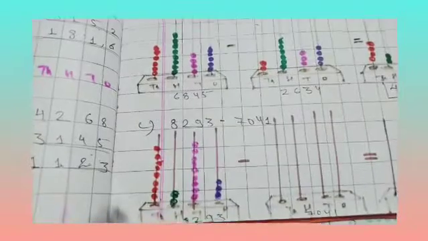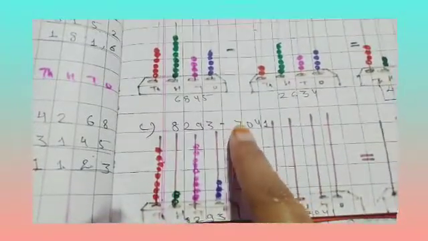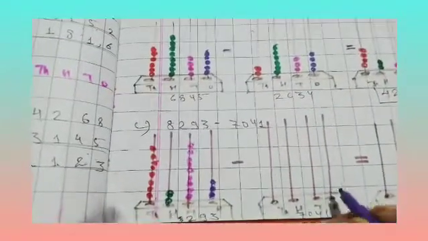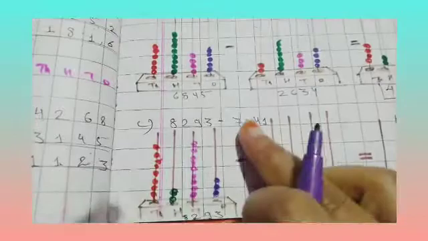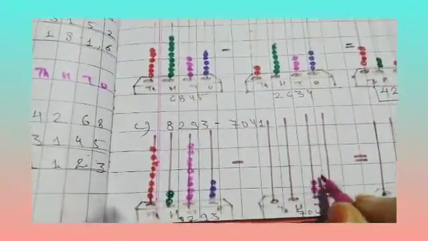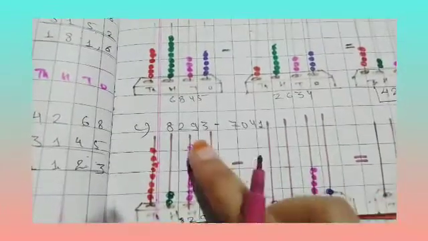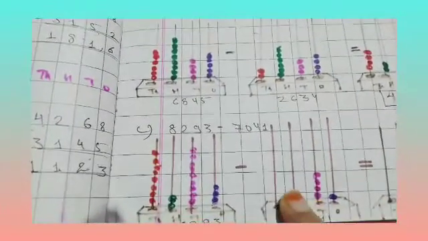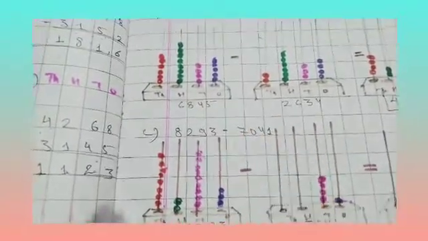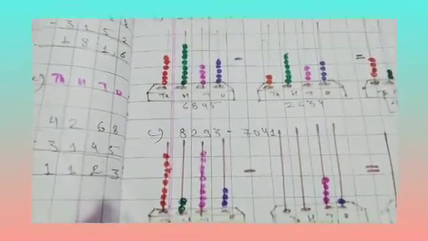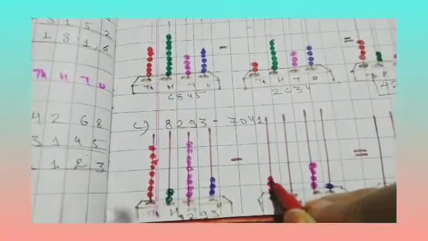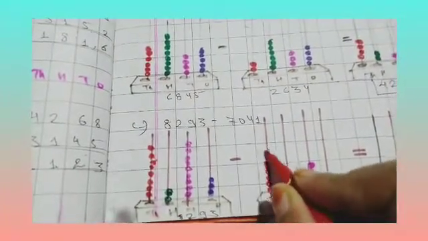Okay children. Now what we are going to subtract? 7041. So at the ones place 1 is there. So we will place 1 bead. Now at the tens place 4 is there. So we will place 4 beads. 1, 2, 3, 4. Now at the hundred place none of the beads is there, 0 is there, so we will leave it empty. And at the thousand place 7 is there, so we will place 1, 2, 3, 4, 5, 6, 7 beads.